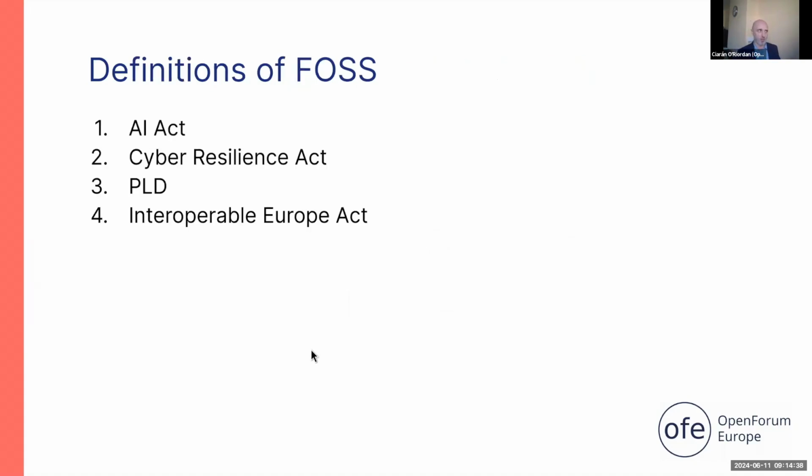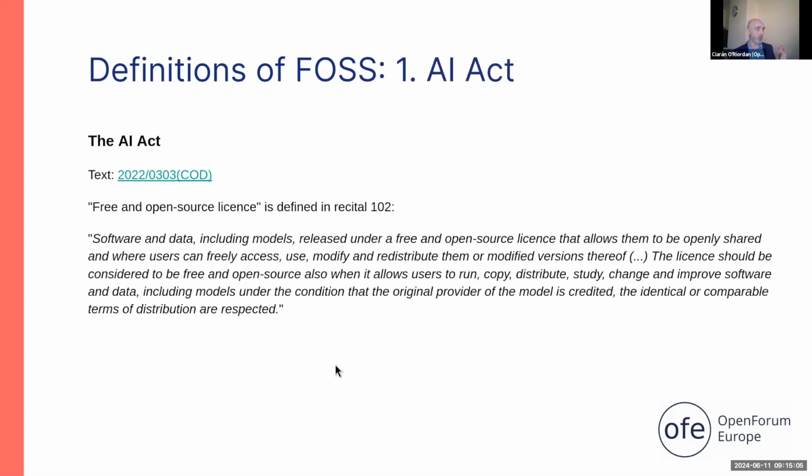The second topic is the definition of free and open source software. This has been quite interesting in the past 12 months because it has been defined in 4 very large pieces of regulation in the European Union. The 4 are the AI Act, the Cyber Resilience Act, the Product Liability Directive, and also the Interoperable Europe Act. So it's interesting then to look at the differences. The AI Act, for example, has this text here, which contains a definition in 6 words: to run, copy, distribute, study, change, and improve.